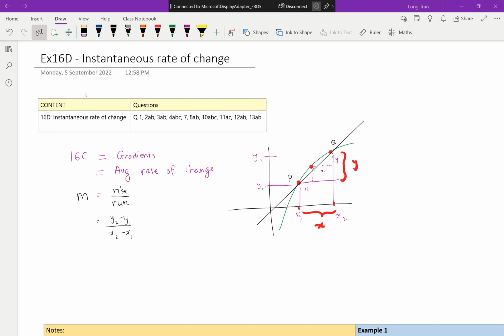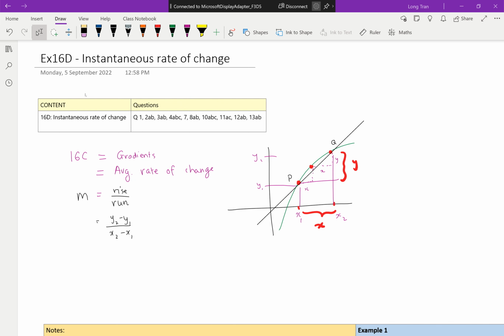Just working out the gradient between 2 points on a curve, right? This lesson, we are now going to move into, and this links into the idea of derivatives. So when you learn differentiation, derivatives, it follows this concept, except it's called first principles, but the idea is the same.